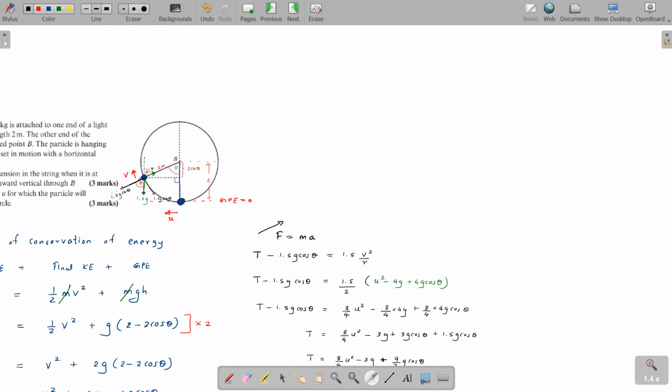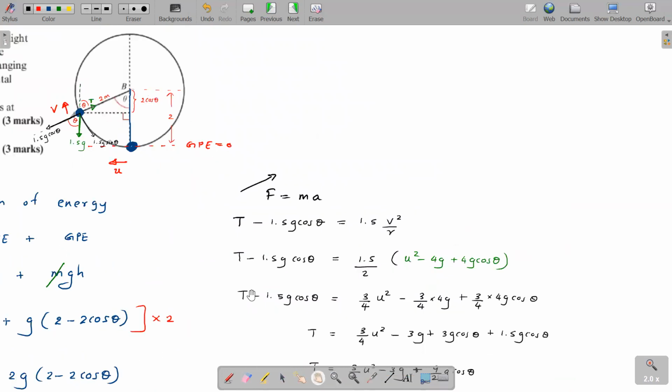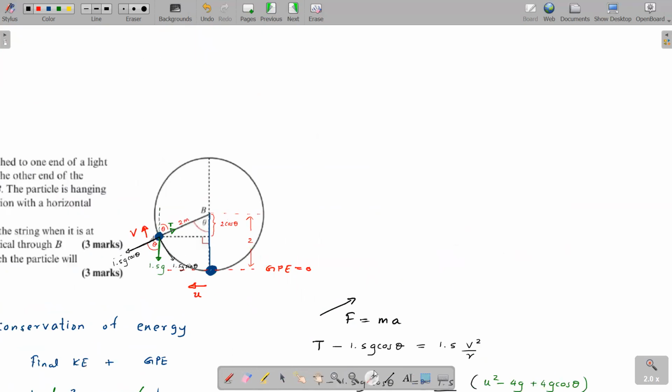Now you can see we are measuring theta from the downward vertical. Can you guys see? We are measuring theta from the downward vertical. So when the particle is at the very top, what is the theta value, guys?